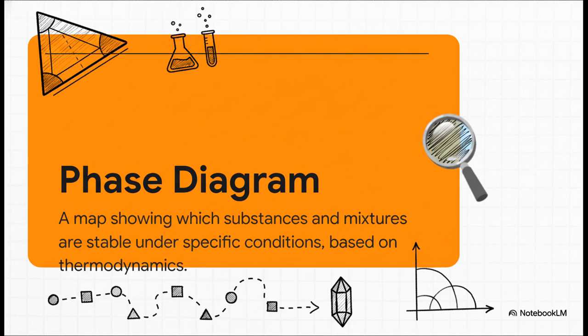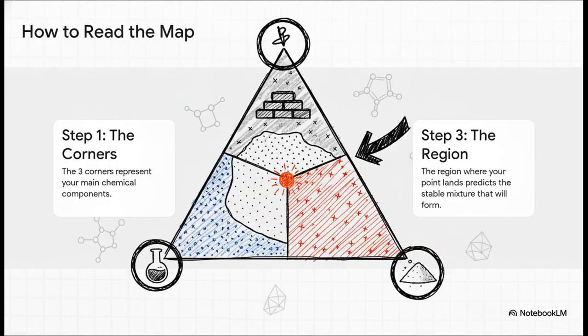So what is a phase diagram, really? Well, think of it as a cheat sheet for chemistry. It's a map, and it's based on the fundamental laws of thermodynamics. It basically tells you, hey, if you start with these ingredients, this is the stable stuff you're going to end up with. No guesswork. And reading one of these maps is surprisingly easy. Each of the 3 corners represents 100% of a key ingredient, so any point you plot inside that triangle is just a unique recipe blending those 3 things. You find your blend spot on the map, and boom, the region it's in tells you exactly what stable compounds are going to form. It's like a chemical GPS.